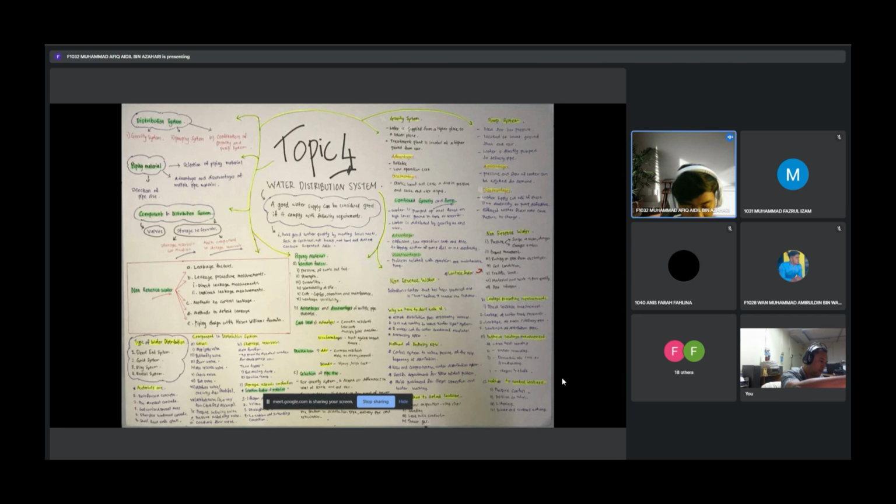Untuk component in distribution system, kita ada valve and storage reservoir. Yang untuk storage reservoir construction and main component in storage reservoir. So for the non-revenue water, we have leakage factors, leakage procedure measurements. Kita ada dua iaitu direct leakage and indirect leakage, method to control leakage, method to detect leakage and piping design with Hazen-Williams formula.